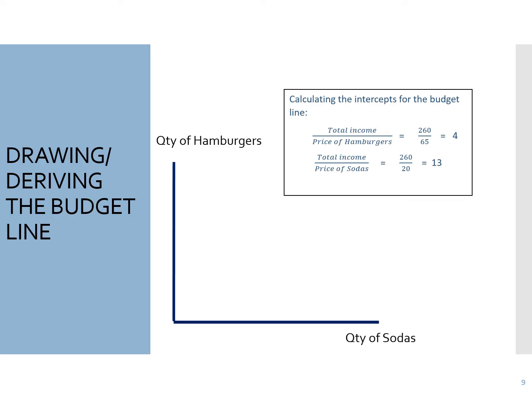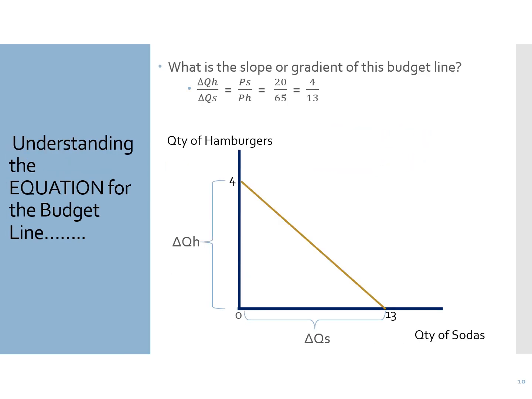This, folks, gives us the information that we need to actually derive our budget line. We go on to our quantity of hamburgers, we mark our maximum. We go on to our quantity of sodas, we mark our maximum, and then we simply join those 2 points together. That gives us our budget line. Any point on that line will imply that we are spending all of our 260 Rand. We cannot go beyond that because we don't have sufficient income. If we are inside of that line, we are spending less than our total income on our burgers and sodas. So you can almost think of it as our line of affordability, all right?